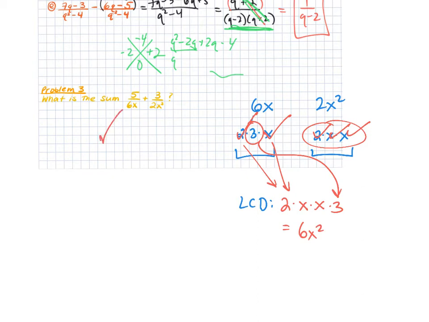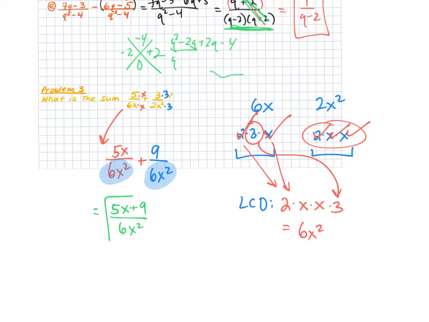Okay, so we need to change this to have a denominator of 6x squared. In order to do that, this needs another x. And if I'm doing an x on the bottom, I have to multiply the x by the top. So this is 5x on top, plus, and then this is 2x squared. We need a 3 here to make that 6x squared, so this needs a 3. So this is going to be 9 over 6x squared. Okay, so now we have the same denominators, and we can add across just like we've been doing. So 5x plus 9 on top, and then 6x squared on the bottom, and nothing cancels.